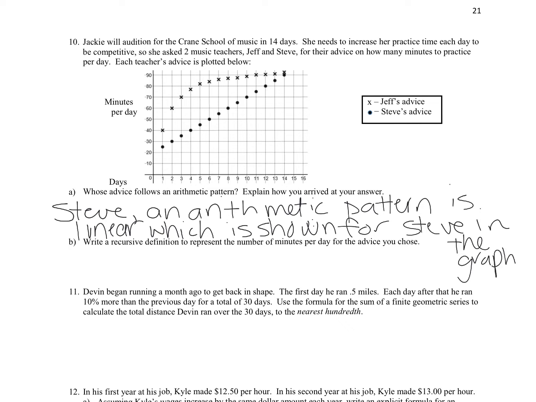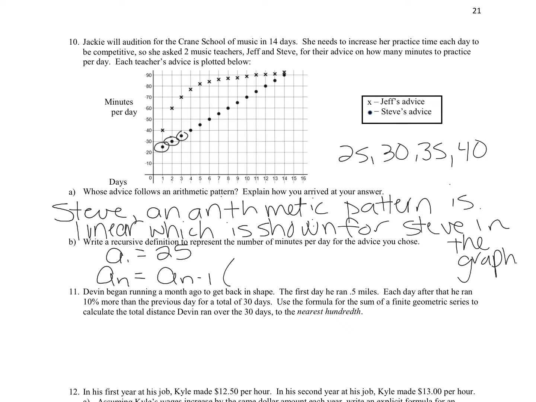So now that we've picked Steve, it says write a recursive definition to represent the number of minutes per day for the advice you chose. So when we look at Steve, we need to first say what the starting value is, and it looks like the starting value is about 25. If I were to write out this sequence, it goes 25, 30, 35, 40, and so on in that pattern where we see adding the same number each time. So to get to the next term, we take the last term and we add 5. So this is the subscript n minus 1, and this is a regular plus 5.